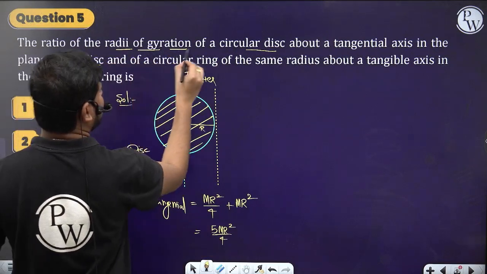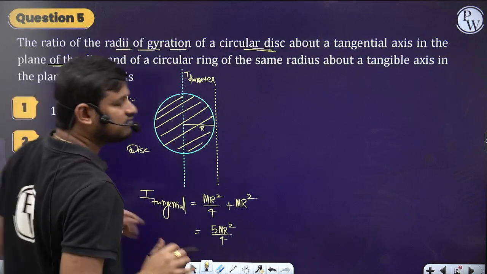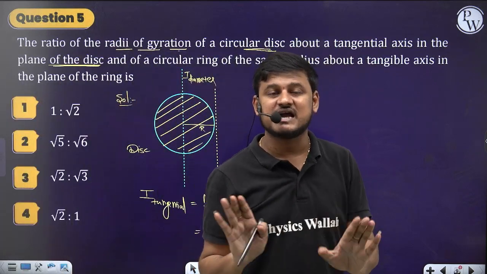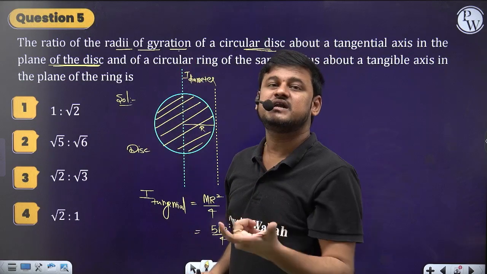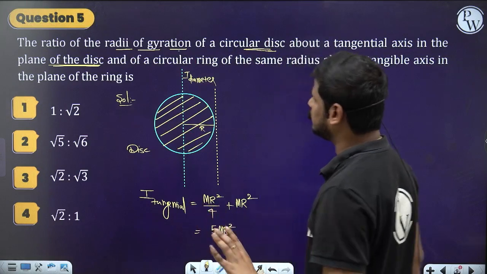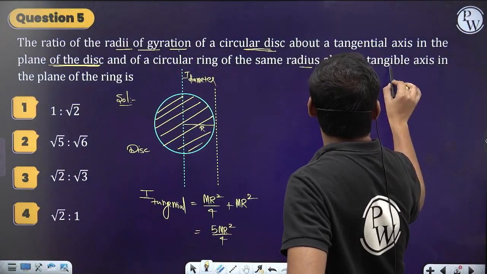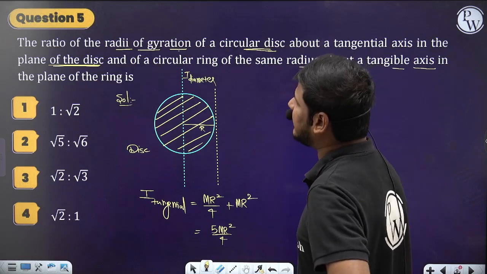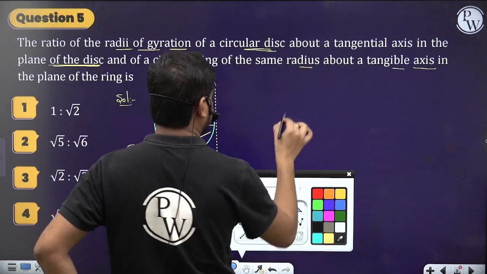So the ratio of radii of gyration of a circular disc about a tangential axis in the plane of the disc. In the plane of the disc means it's a diametrical axis. Understand that, guys. In the plane means the diameter will be there in the plane, either horizontal or vertical, your wish. And of a circular ring of the same radius about a tangential axis in the plane of the ring. Here also the plane of the ring. So let's take the ring here.